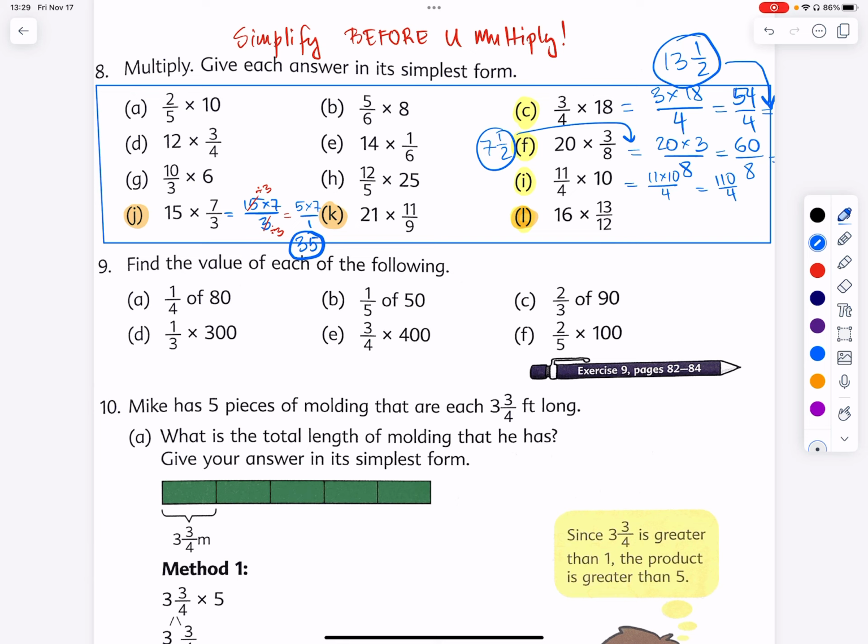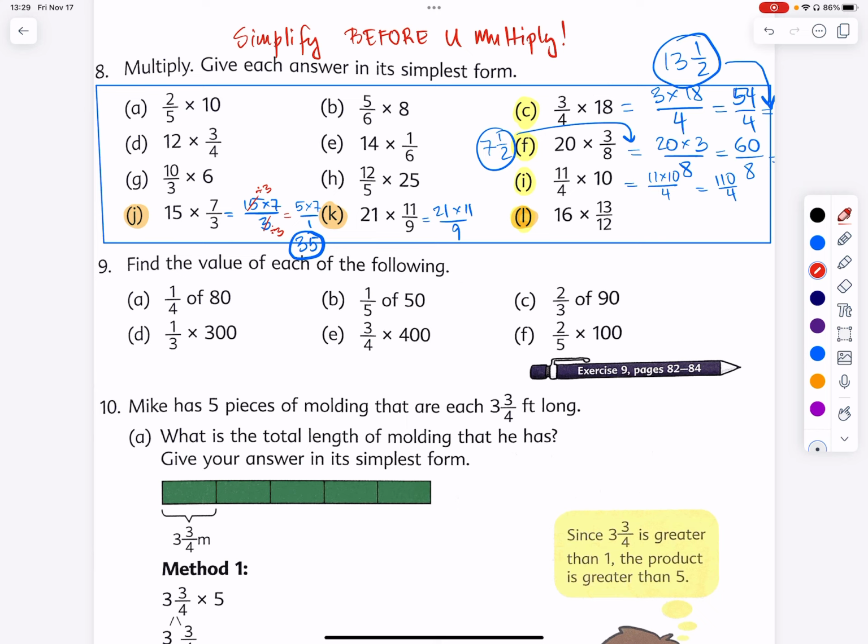Let's take a look at K. 21 times 11/9. Well, let's rewrite it: 21 times 11 over 9. Before we jump to multiplying 21 times 11 and then dividing that by 9, let's take a look. Maybe we can simplify before we multiply. What can we reduce between the numerator and denominator?